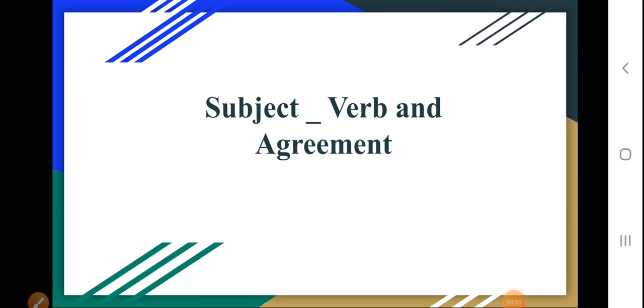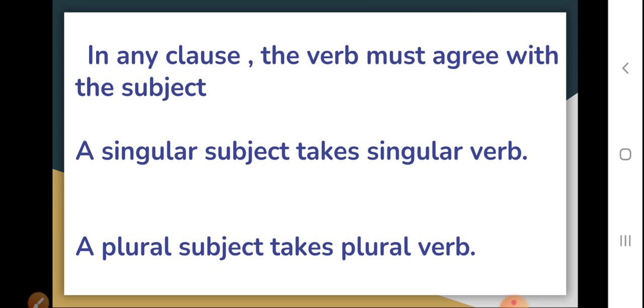Today I am going to teach you the new chapter of your English language book, that is Subject, Verb and Agreement. In this chapter, you will come to know how to provide the verb in a sentence according to the subject. Now, all of you already know, I have already taught you that there is a subject in a sentence, a verb and an object. Okay. So how to provide the verb?